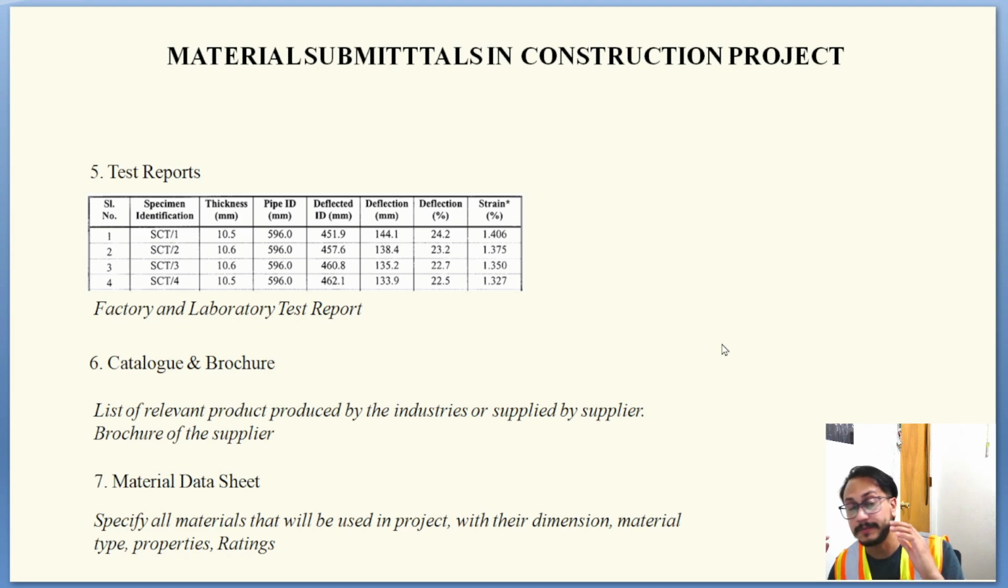For example, if you have like 50 different types of materials or 50 different accessories, you need to go through the specs and what it mentions. So how much, what are the things required for the testing, you need to include all those things. Okay, so number 6 is the catalog and brochures.